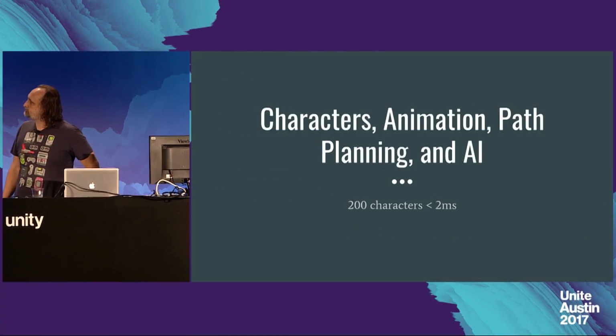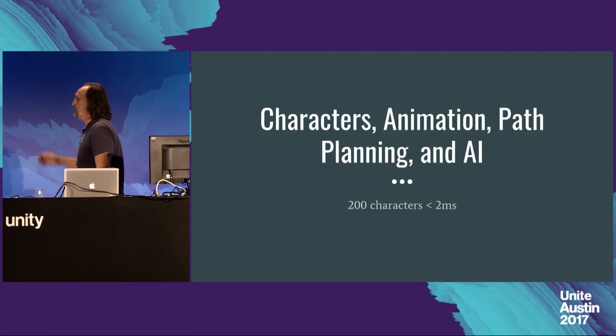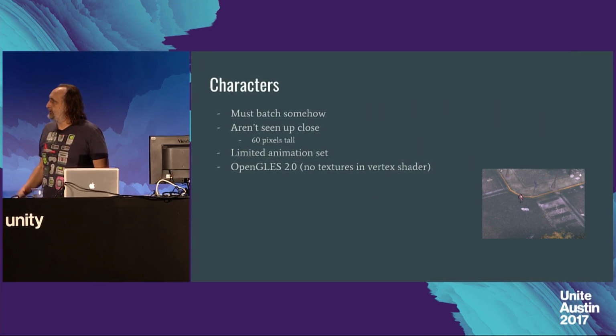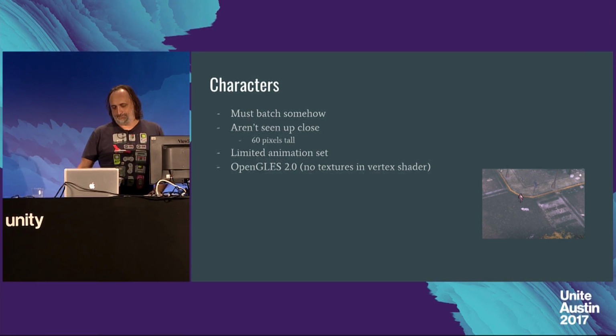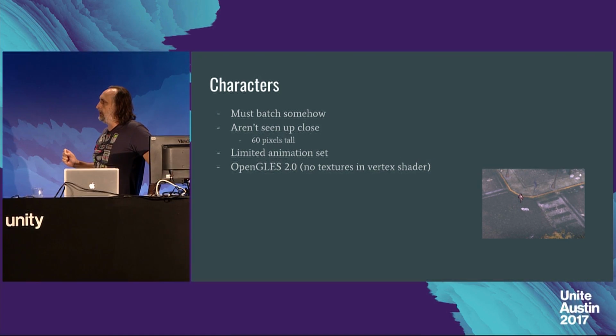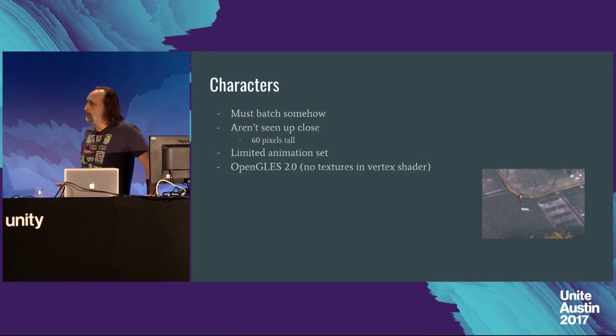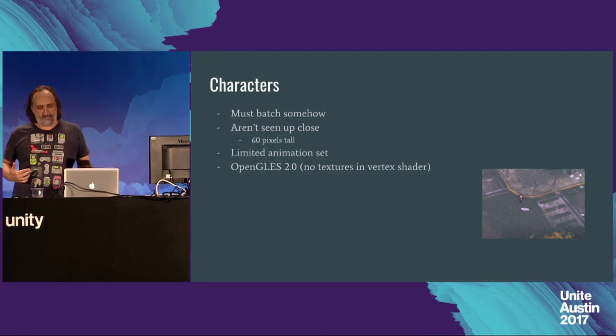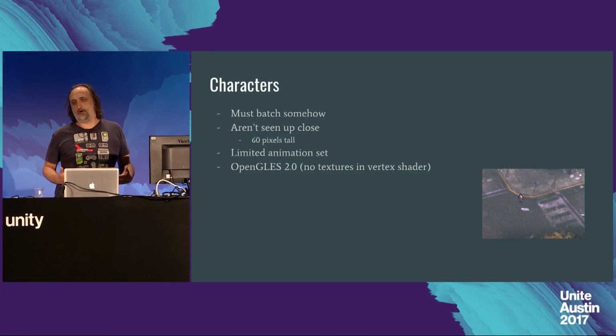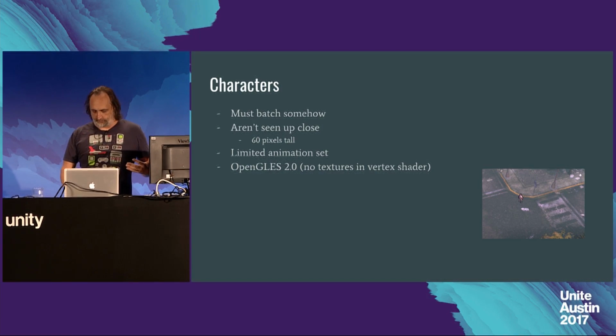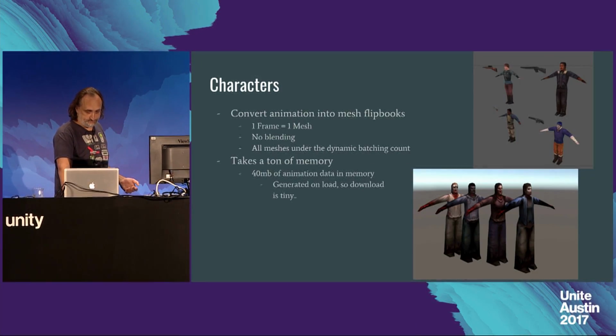So that's pretty good. So characters and animation, pathfinding, and AI. We know we have to batch this stuff somehow because draw calls are our enemy on these low-end devices. But our characters, they're not really seen up close. They're these little guys you see moving around. They're very small. They don't need a huge animation set. Normally I would think, let's just put it all into a texture and sample in the vertex shader and do all our animation in the shader. But OpenGL doesn't support sampling in the vertex shader, and even in OpenGL 3.0, when the devices don't have unified memory, it can be very slow to do that.